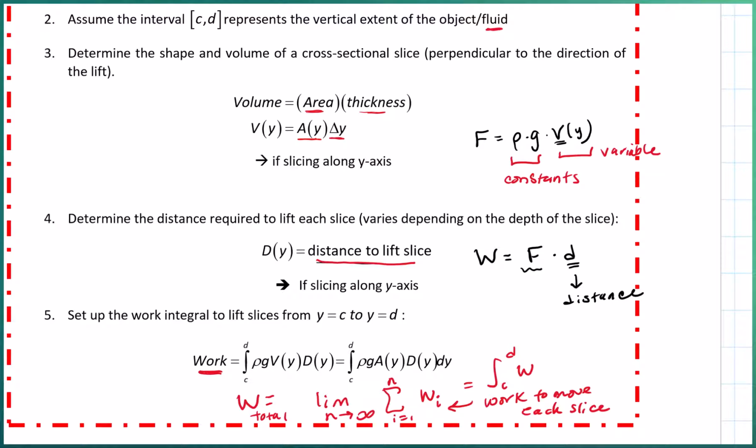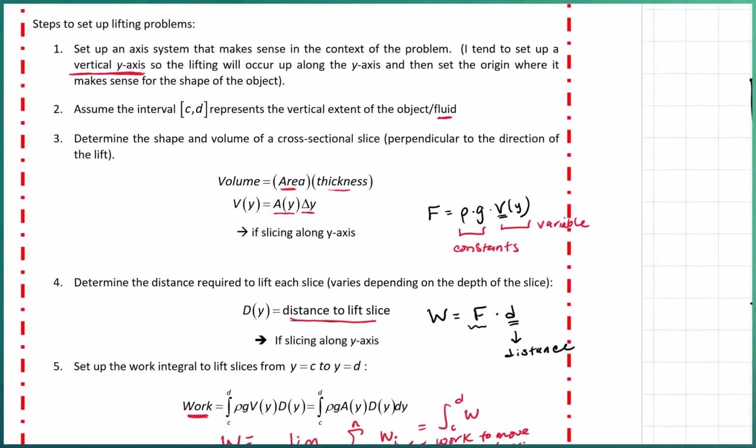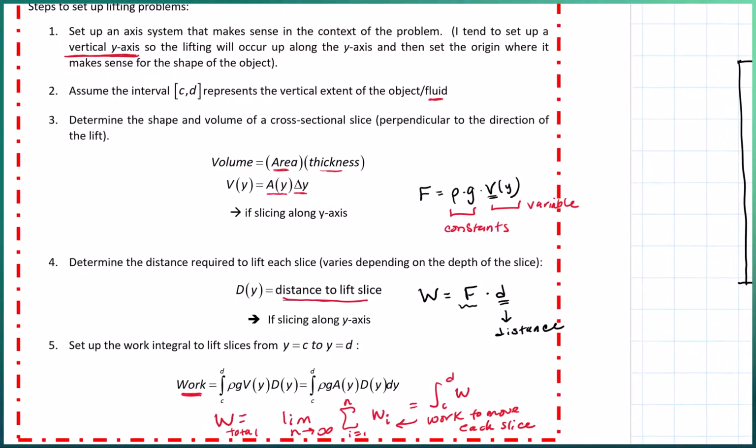So that's the overview of what we're going to be doing here, but the process is going to be the same. We'll set up our axis, we'll determine the interval that we're working with, then we'll determine the shape and the volume of a slice, and then the distance, and we'll multiply the force times the distance. We will have those constants of density and gravity. As long as we're working in the metric system, we'll have those values of density and gravity, and then we'll just add up all those slices, giving us an integral.